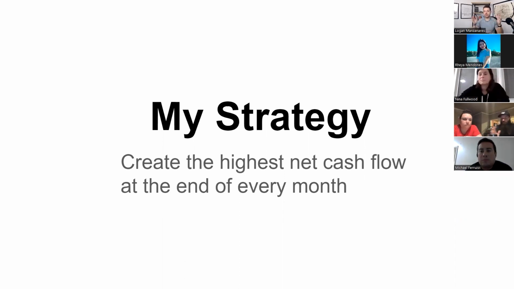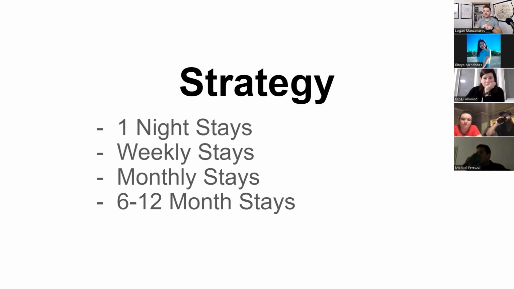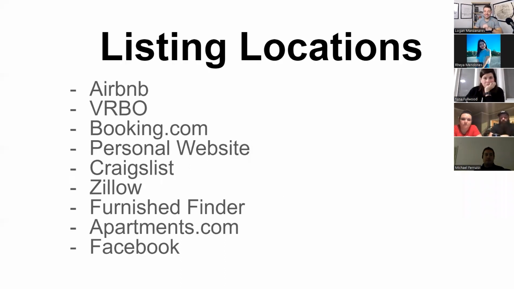Now, in this specific training, I'm only going to share with you basically 3 types: long-term rental, which I'm not going to touch too much on, but mid-term and short-term strategies. Okay. And so again, this comes anything from 1-night stays to weekly stays, monthly stays to 6 to 12 month stays. We're going to talk about a couple things here. We're going to talk about listing locations, right? And so the listing locations, these are all the different places that we've listed.